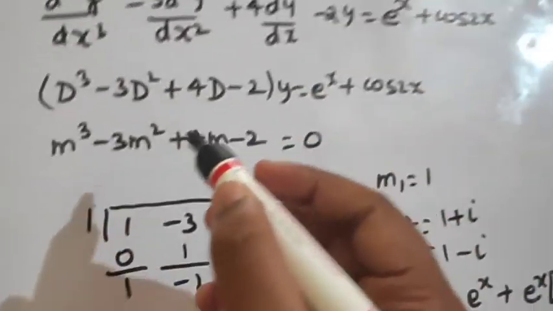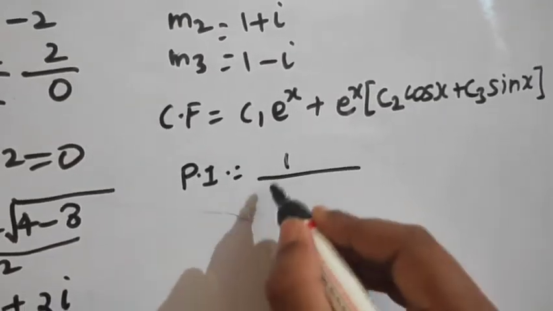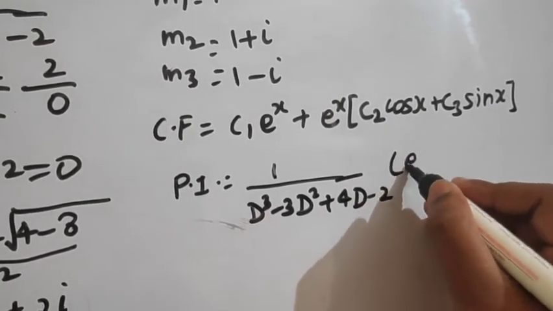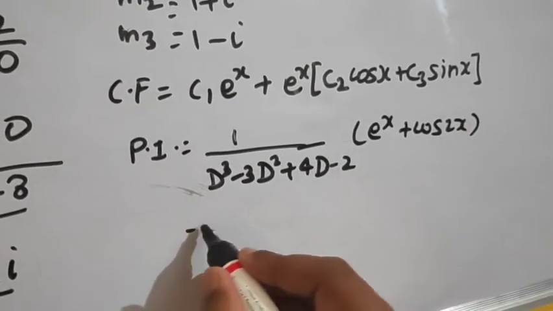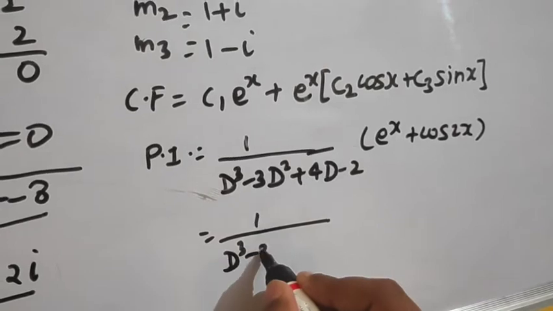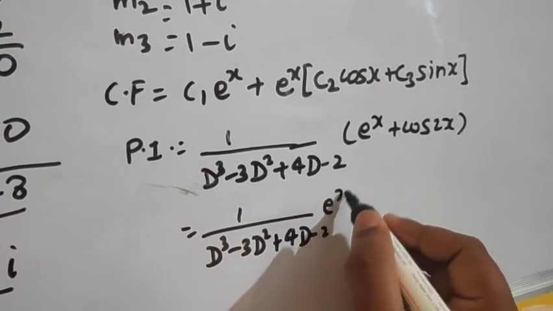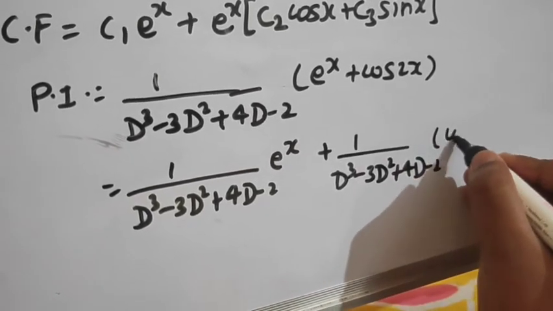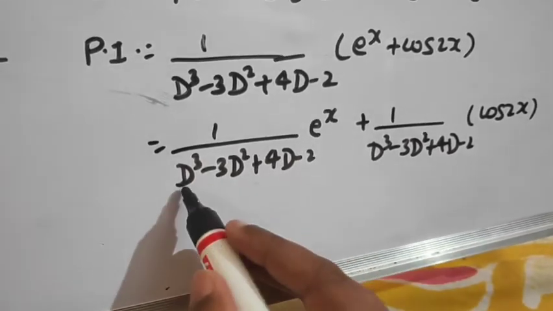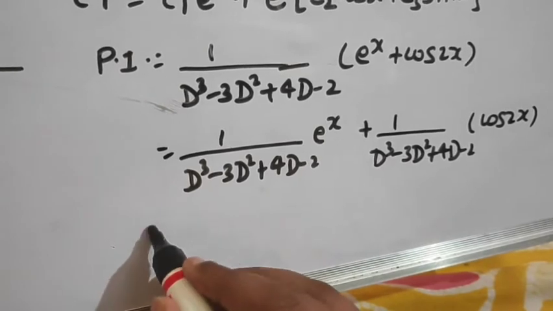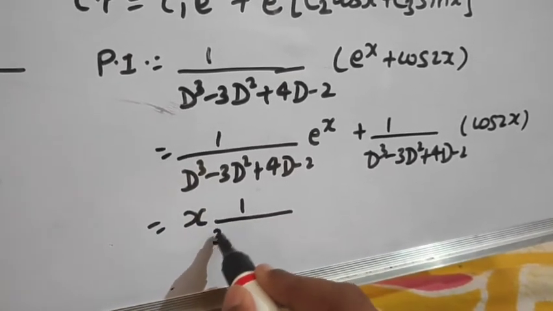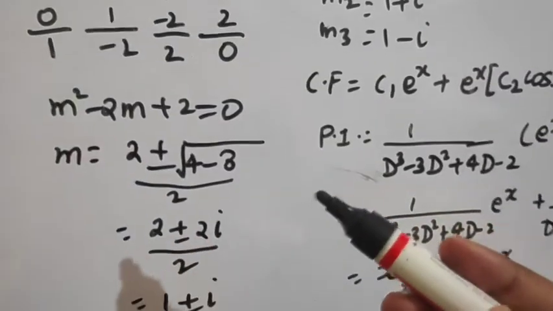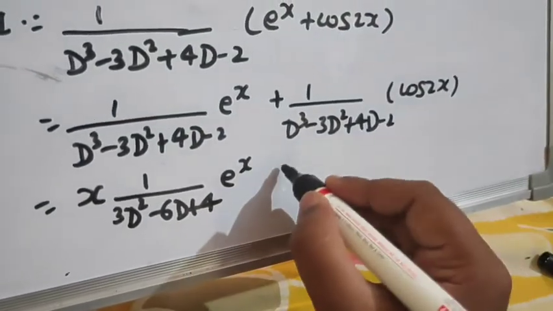So for the particular integral, I have this, which is 1 upon (D cube minus 3D square plus 4D minus 2) operating on e^x plus cos 2x. So obviously I will go for the separation: 1 upon (D cube minus 3D square plus 4D minus 2) operating on e^x, plus the same operating on cos 2x. So I put 1 here. Obviously 1 was the root, so this will have to be multiplied by x and differentiated. So I will get 1 upon (3D square minus 6D plus 4) e^x. If I put 2 here, since 2 was not a root of this, it will be perfectly fine.